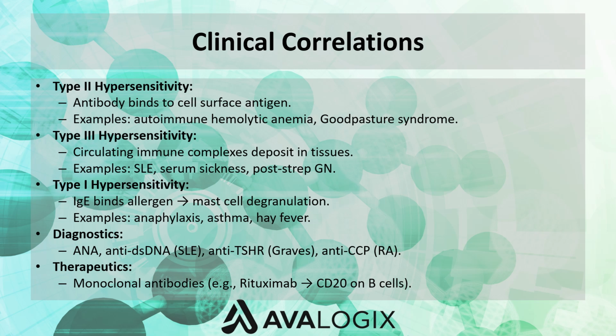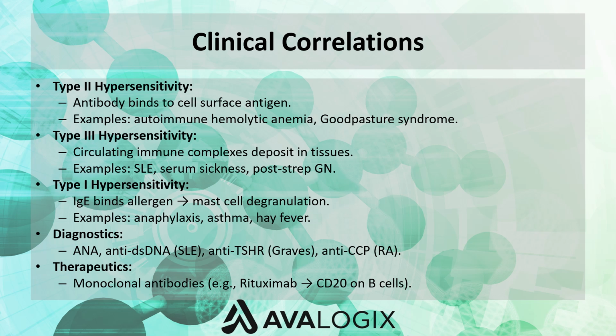In type 1 hypersensitivity, although not typically thought of in the same way, antigen-antibody binding between an allergen and preformed IgE is central. This binding cross-links Fc receptors on mast cells and basophils, leading to degranulation and the release of histamine and other mediators. This is the basis for anaphylaxis, allergic rhinitis, and asthma.